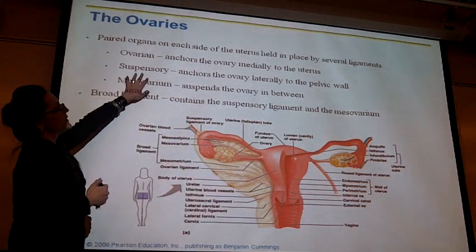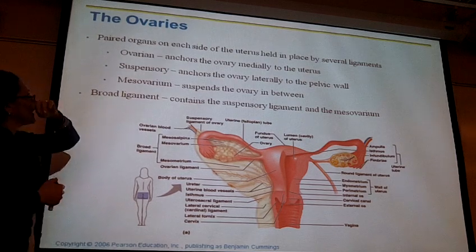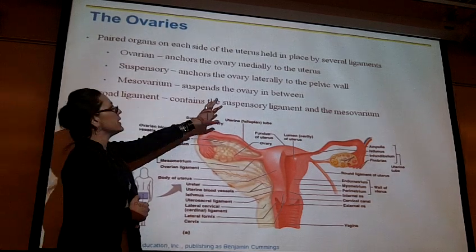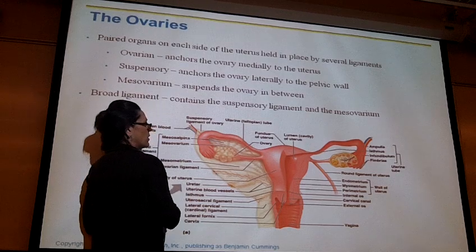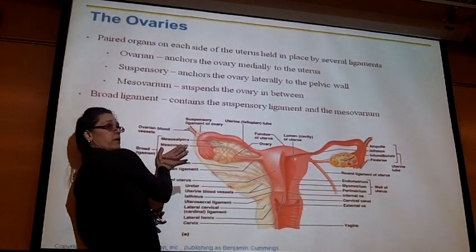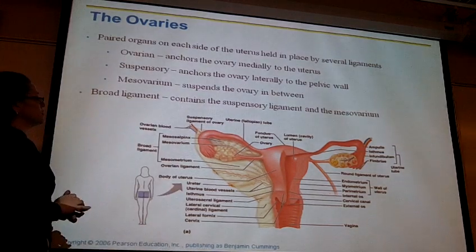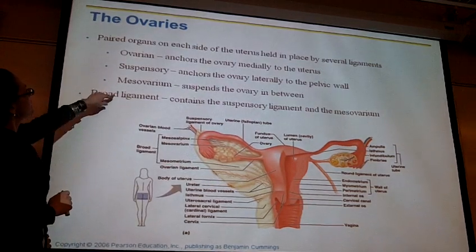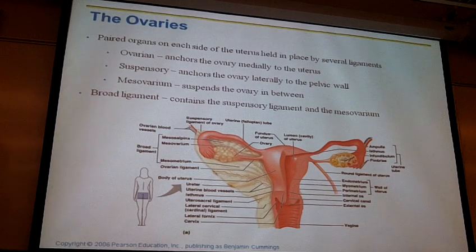You have the suspensory ligaments, and these anchor the ovary laterally to the pelvic wall. So they would come off of the ovaries laterally and then go to the pelvic wall. Those are the suspensory ligaments. And let's see, we talked about those other ones.